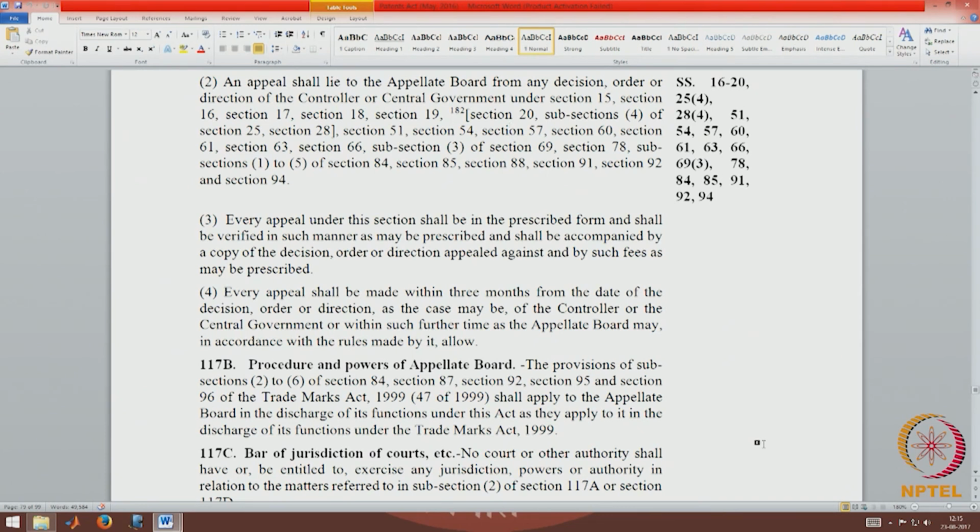Now, the Intellectual Property Appellate Board has come up with rules prescribing the manner in which an appeal can be filed. We have two sets of rules governing this, and every appeal shall be made within 3 months from the date of the decision or the order, and that is the time limit given for filing the appeal.